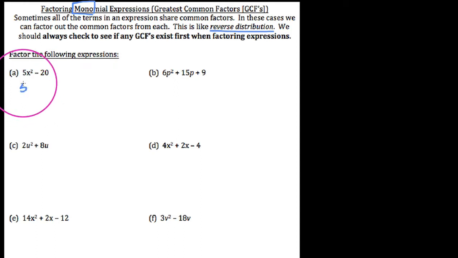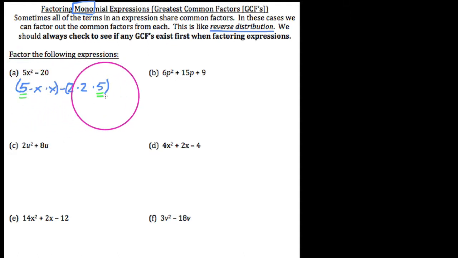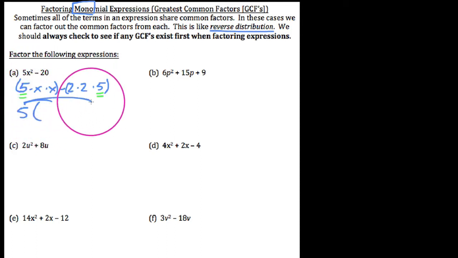If I were to rewrite this, I could rewrite 5x squared as 5 times x times x. And minus 20 is 4 times 5, which is 2 times 2 times 5. What I want to notice here is that when I subtract these two numbers, 5x squared minus 20, they both have a 5 in common as a common factor. So we're going to list that 5 out front. When we take a 5 out, this is the opposite of distributing, which would send a 5 through. We are actually taking the 5 out.